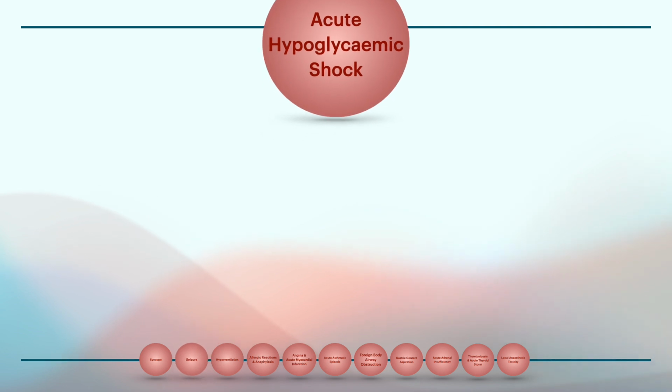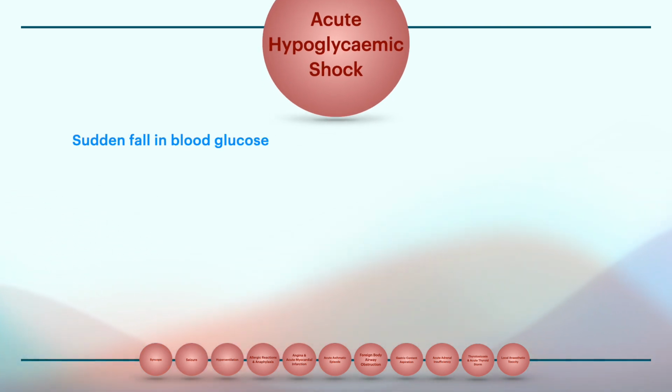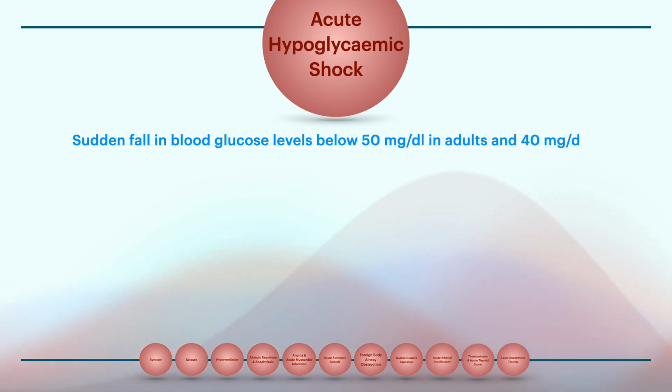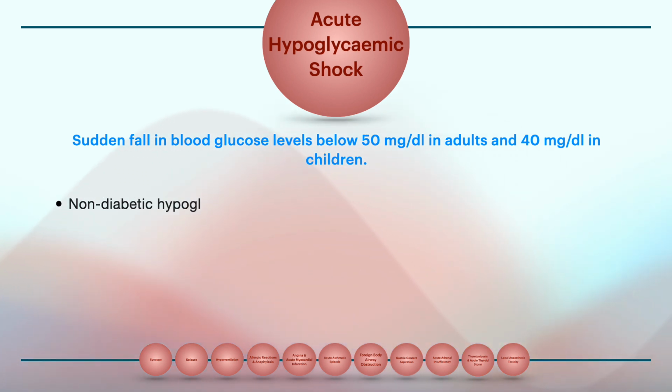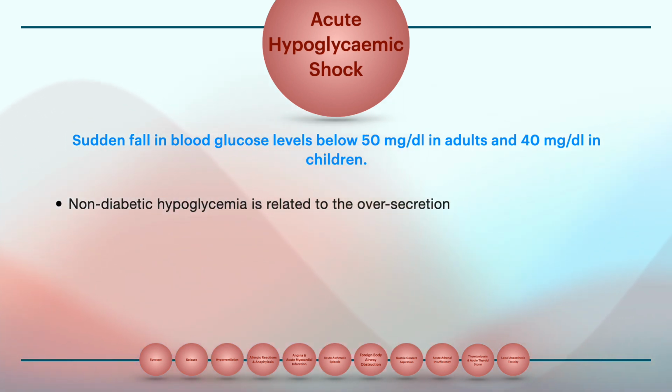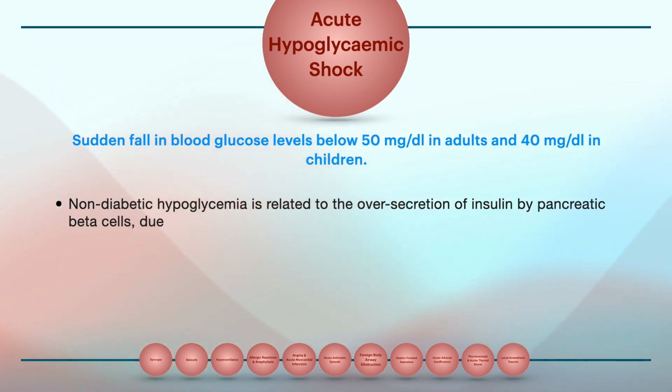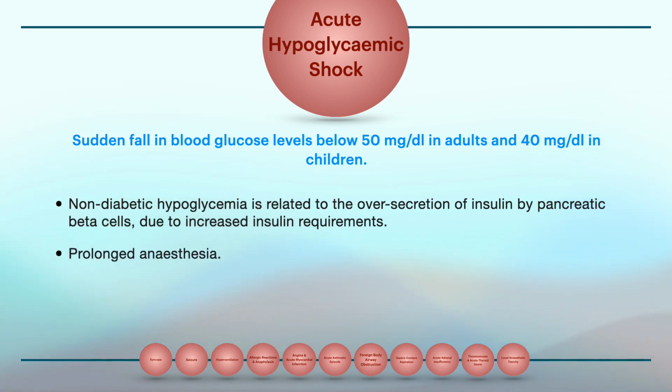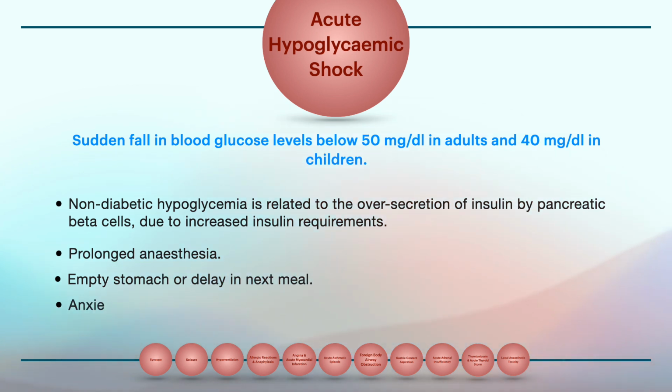Coming to acute hypoglycemic shock, it occurs when there is sudden fall in blood glucose levels below 50 mg per dl in adults and 40 mg per dl in children. Non-diabetic hypoglycemia is related to oversecretion of insulin by pancreatic beta cells due to increased insulin requirements. This may occur in case of prolonged anesthesia, when the patient is on an empty stomach or there is a delay in next meal, or in case of anxiety.